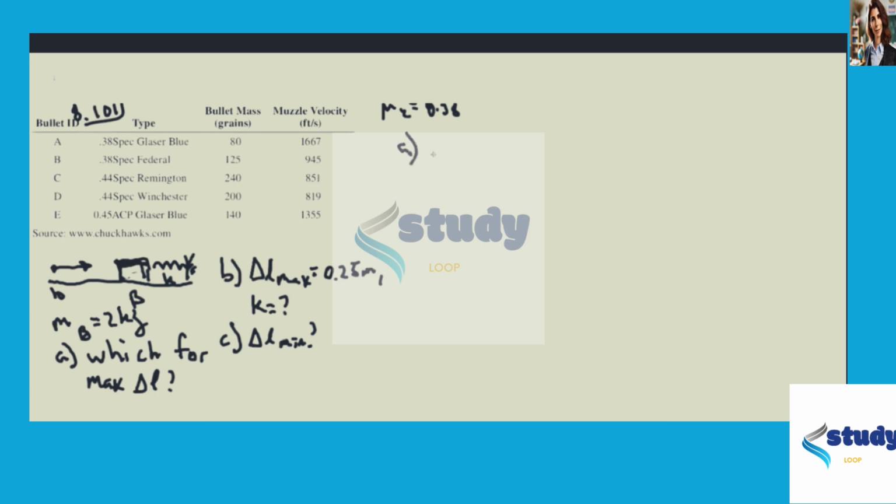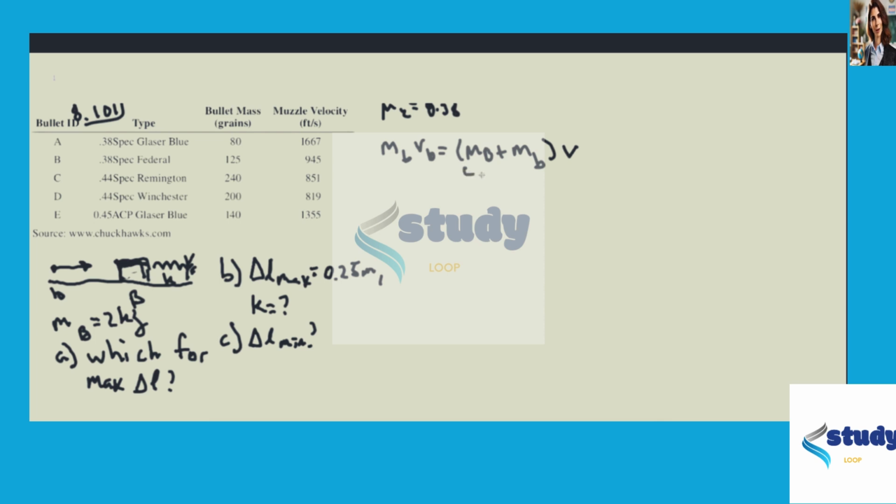Well, actually, this is sort of independent of any part. So when the bullet hits the block here, conservation of momentum says that the mass of the bullet times the speed of the bullet is going to equal the mass of the block plus the mass of the bullet times their combined speed, or the speed of the combined object.